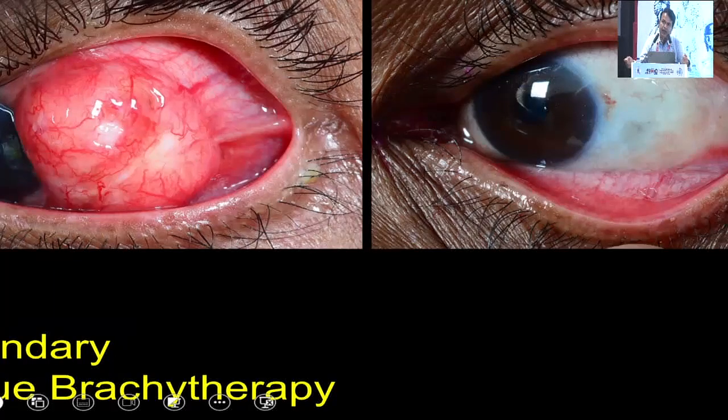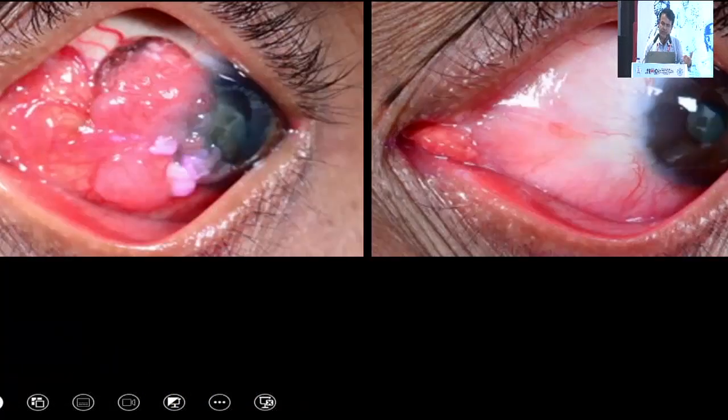This is secondary plaque brachytherapy. So what we do is, we excise this tumor without any lamellar scleral dissection. And on the bed, we apply the plaque for the duration of exposure, and then that is the kind of results you get. It's only 2 millimeter thickness that you're treating, and it is very safe. Radiation is very safe. You get tectonically strong sclera back.